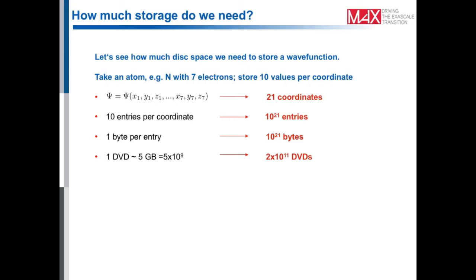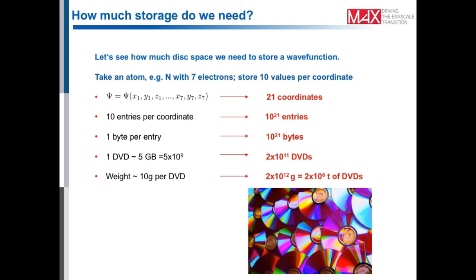And then think about how much storage this is. On one DVD, you have about 5 gigabytes. So that means that you need something like 2 times 10 to the 11th DVDs, and then take a weight of 10 grams per DVD, then this weighs approximately 10 to the 6th tons of DVDs.